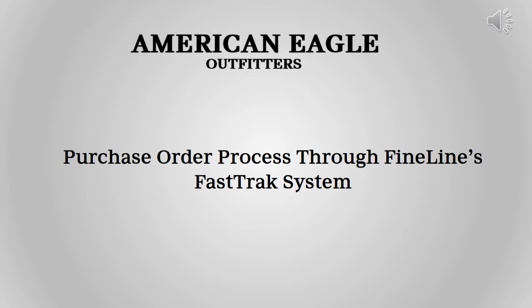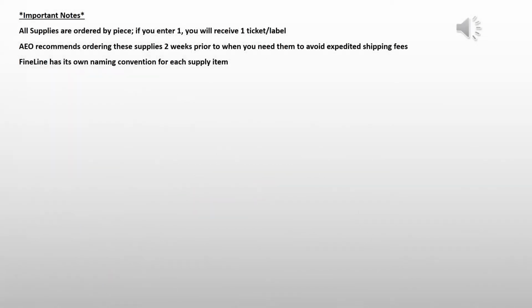Before getting started with the order process, let's walk through what these supplies look like and how you will use them in your shipment preparation. Important notes: all supplies are ordered by one piece. If you enter one, you will receive one ticket or label. AEO recommends ordering these supplies 2 weeks prior to when you need them to avoid expedited shipping fees.